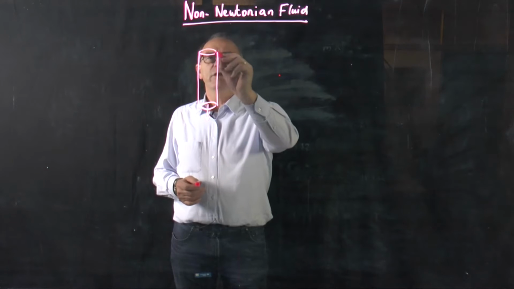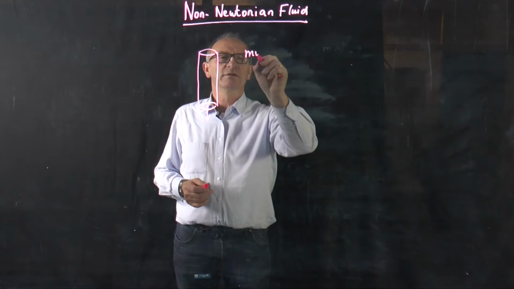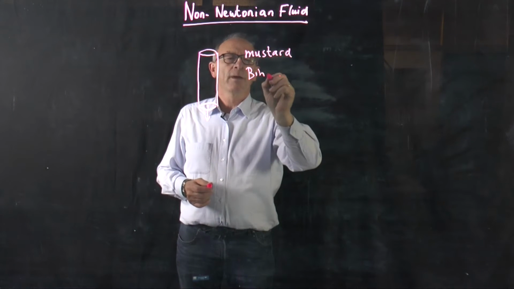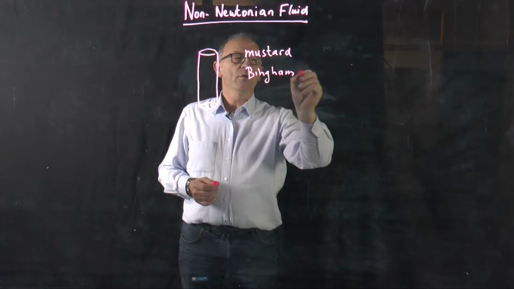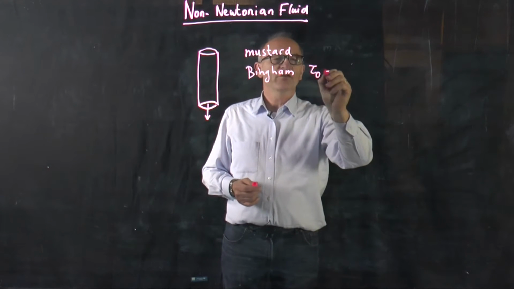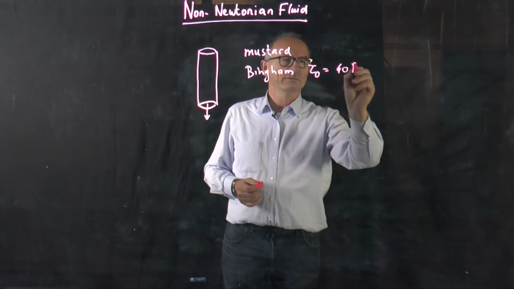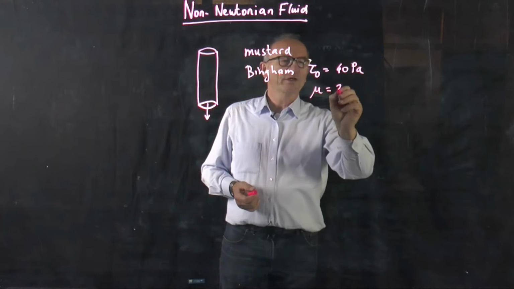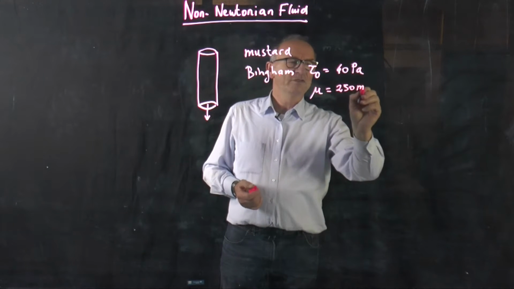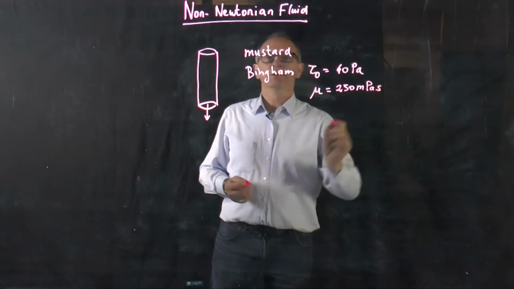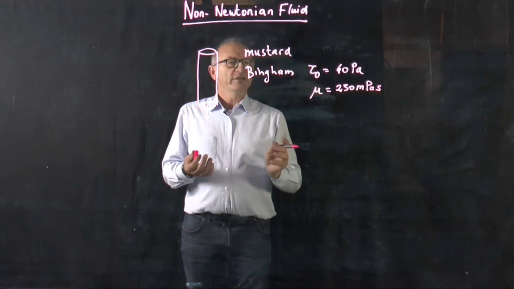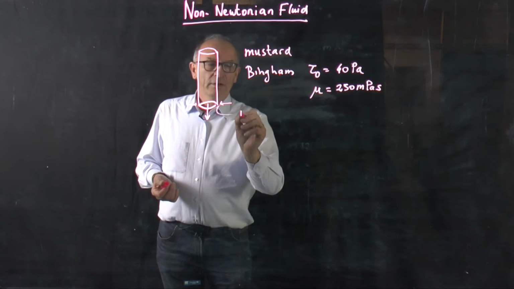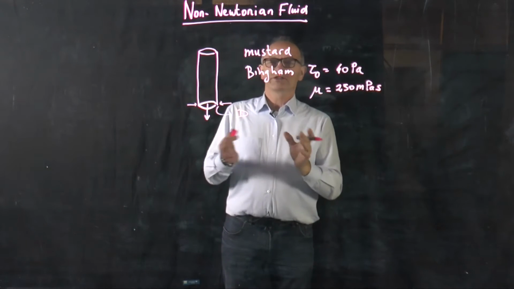Well, in this case we don't take toothpaste, but we take mustard, which is also a so-called Bingham fluid. And a Bingham fluid, we know, has a yield stress, and the yield stress of mustard is 40 pascals. And if it flows, the viscosity is 250 times water, which is 250 millipascal second. So the question is, what is the diameter of this tube before it starts to flow?